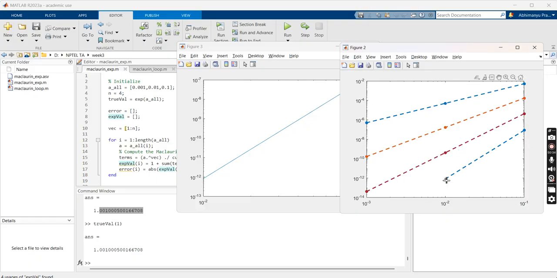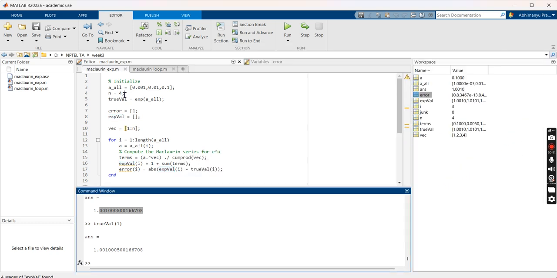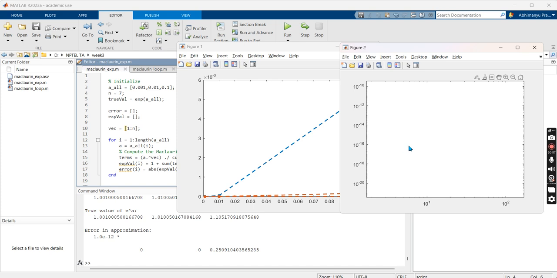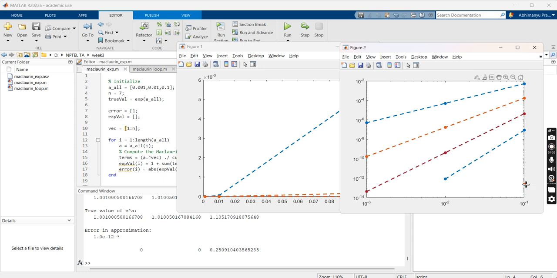So for n is equal to 4, we are only getting 2 points because the last point is 0, and on a log-log plot, MATLAB does not include values less than or equal to 0. It truncates them, it does not consider them. So that is why we are getting only 2 points for n is equal to 4. For all the values after this, I think we will be getting only 1 point. So if I plot it for n is equal to 7, yeah, I'm only getting 1 point.